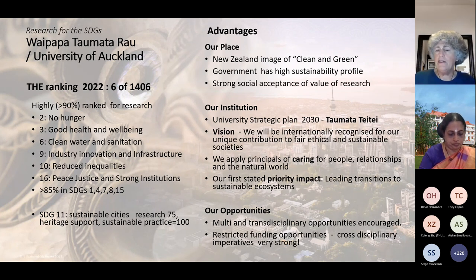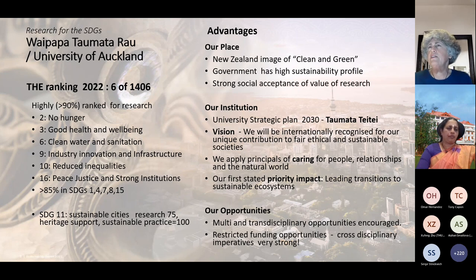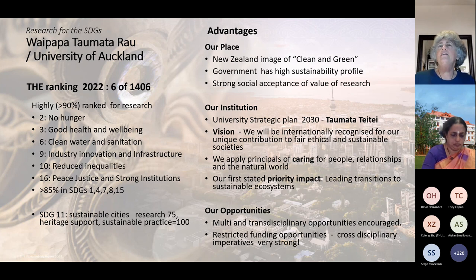Now, where has this taken us? Well, in our institution, over the last couple of years, we've established a new strategic plan, Taumata Teitei. And the vision is that we'll be internationally recognised for our unique contribution to fair, ethical, and sustainable societies. We're applying principles across that of caring for people, manaakitanga, of caring for relationships, whanaungatanga, and of caring for the natural world in kaitiakitanga. And our first stated priority impact is leading transitions to sustainable ecosystems.